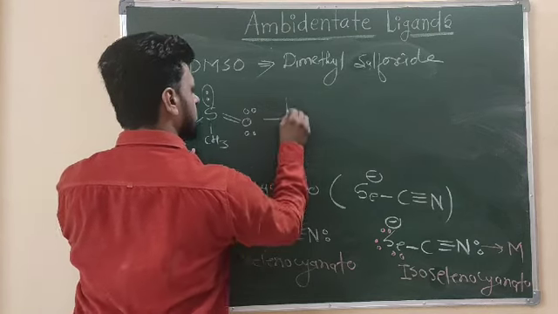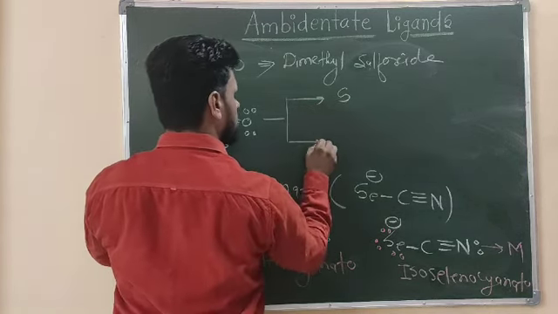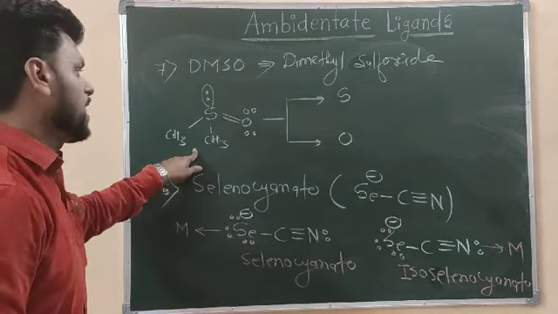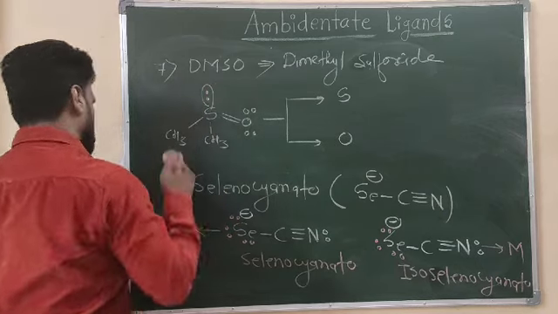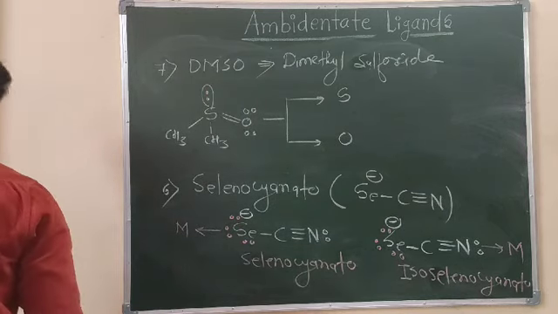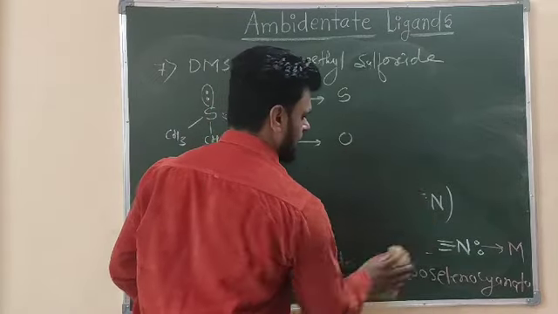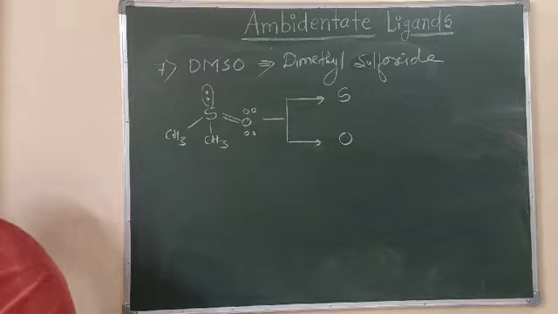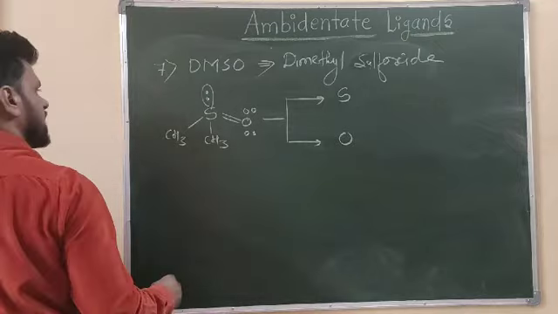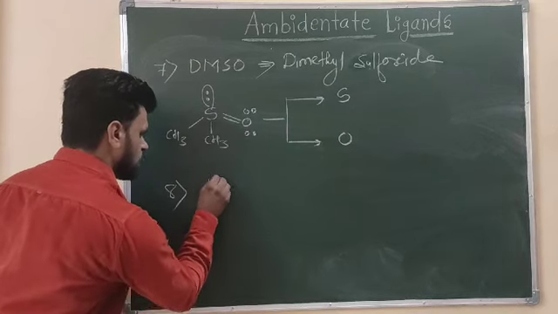So this DMSO can be sulfur bonded or oxygen bonded, and various studies have been done on this complex, and it has been found that DMSO has the potential to act as an ambidentate ligand via sulfur or via the oxygen. Moving towards the next example, we have thiosulfato.